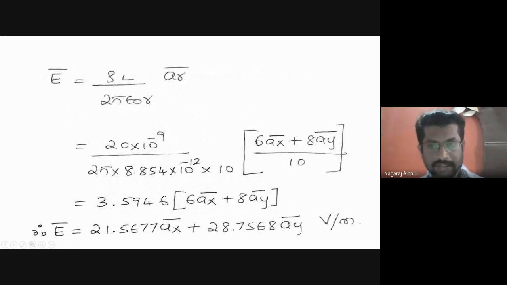If we simplify this entire term, 20 into 10 raised to minus 9 divided by 2 pi into 8.854 into 10 raised to minus 12 into 10 into 10, then we will get 3.5946. Just verify this, take it for homework. This will be multiplied with 6AX bar plus 8AY bar, and once you multiply, the answer will be E bar is equal to 21.5677 AX bar plus 28.7568 AY bar volt per meter. Okay, note down the steps here.